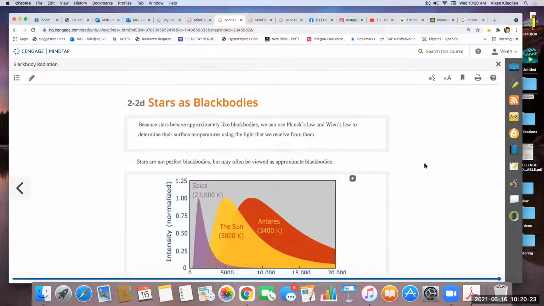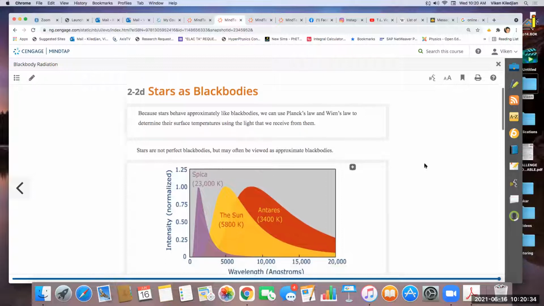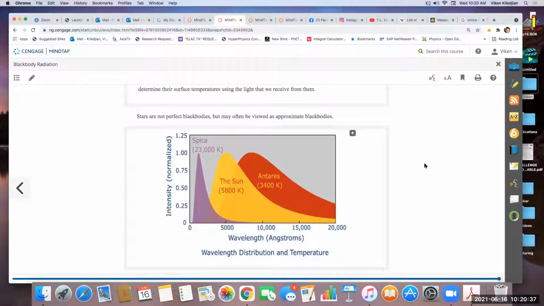Okay, so now stars as black bodies. Because stars behave approximately like black bodies, we can use Planck's law and Wien's law to determine their surface temperatures using the light that we receive from them. So these laws are very significant in determining the temperatures of stars.